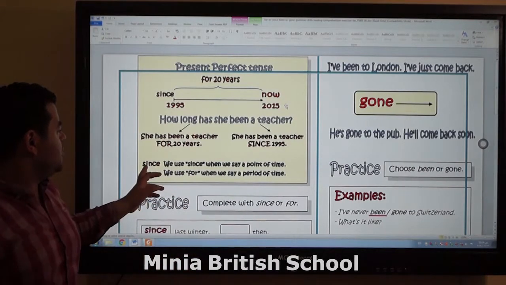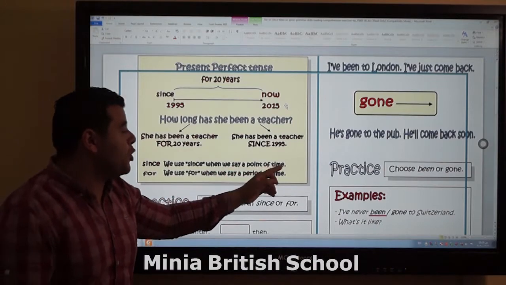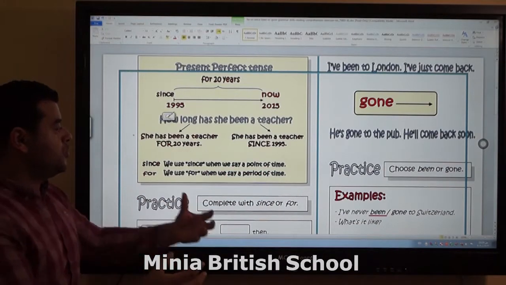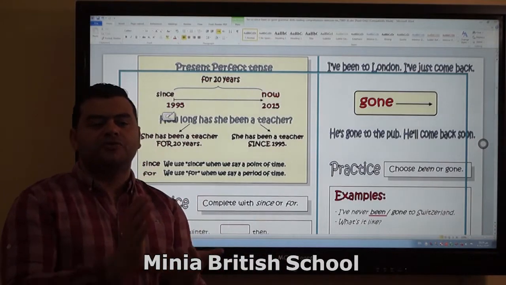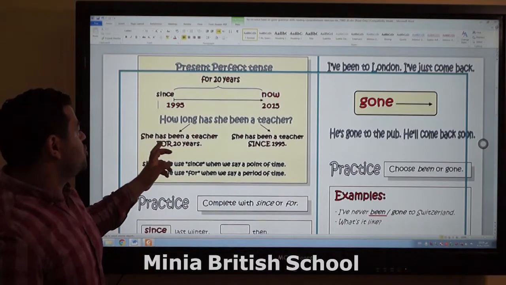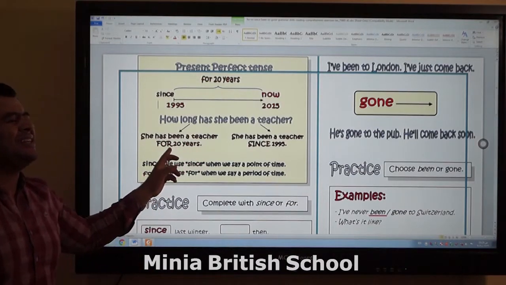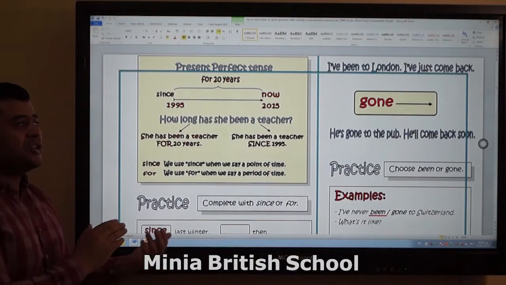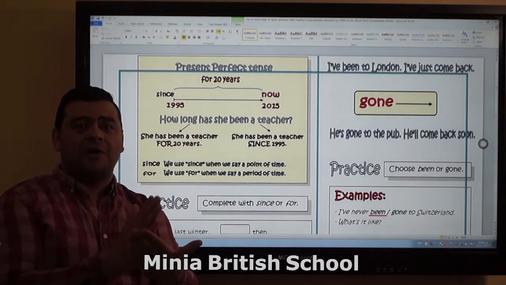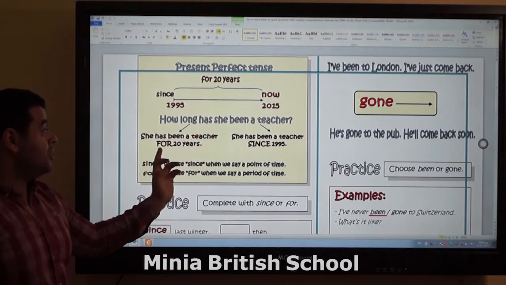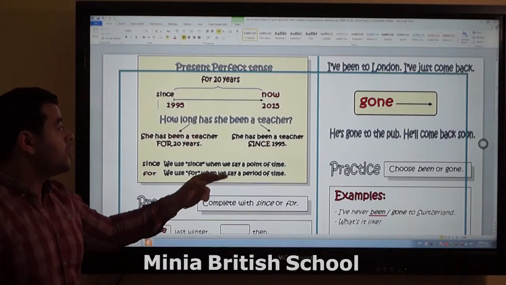So we use since when we say a point of time, a starting point of time. But we use for when we say a period of time. A period of time is something, for example, you can count. She's been a teacher for 20 years. I can't say since 20 years. Why? Because since, you need to give me a fixed time, a starting time.